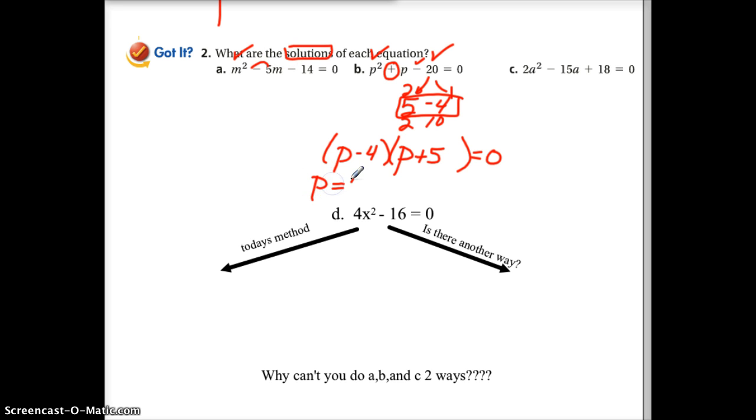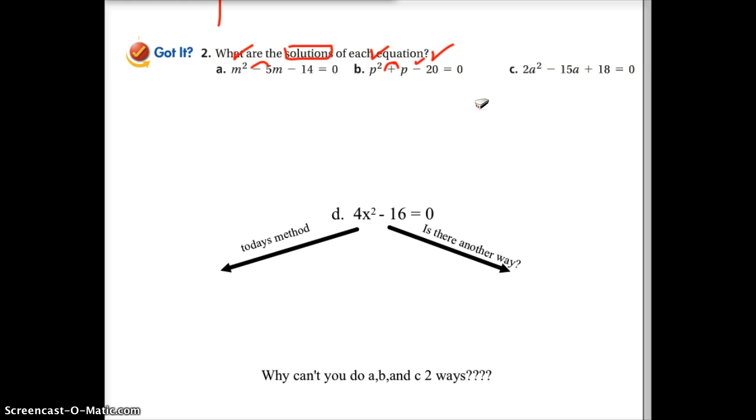So I'd get p is equal to 4. That would make this factor 0. Or p could equal negative 5. And that would make the other factor equal to 0. So what do we do when we have the number out front? Well, we remember in chapter 8 that what this means is I can lead in a 2a and a 1a. I can end in 2 and 9, 3 and 6, 18 and 1. And I have to find that winning combination that'll give me the 15.